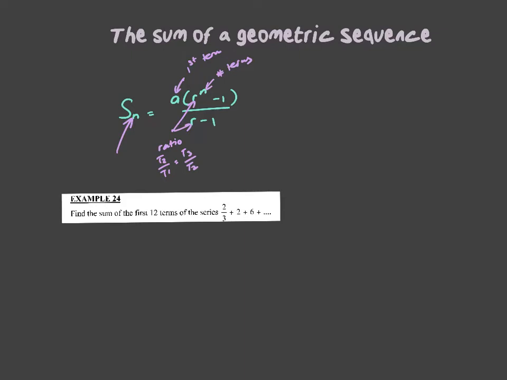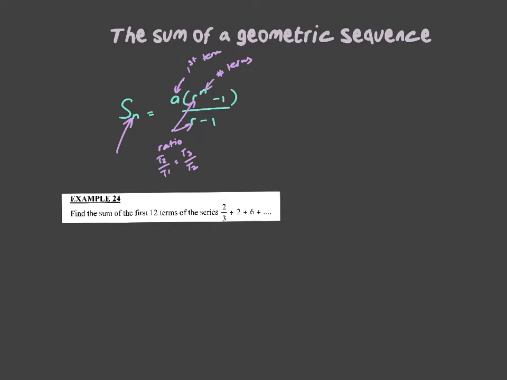Okay, so let's look at example 24 there. Find the sum of the first 12 terms of the series 2 over 3, 2, 6, and so on. They're not going to tell you it's a geometric sequence or a quadratic sequence. Quadratic you can only add the terms, right? There is a formula, but we don't use the formula. You will only be asked to find the sum of an arithmetic sequence and a geometric sequence. Okay, so you need to know what type of sequence it is.